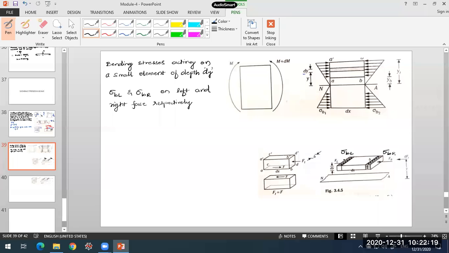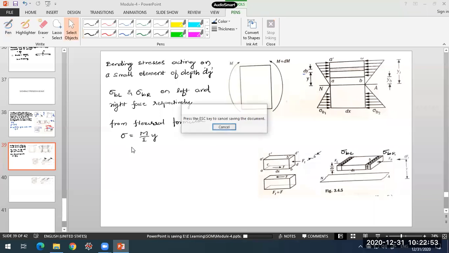Okay, so on this small element, on the left face the stress is sigma BL, on the right face it is sigma BR. What is this sigma BL equal to now? From the flexural formula, the bending stress sigma is given by M by I into y. Now if this formula is applied for calculating sigma BL and sigma BR, that is the stress on the left and right side of our element.